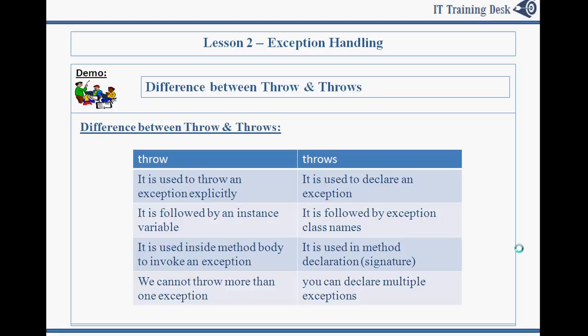As we know, throw and throws are the two keywords which are also used in Java exception handling. Let's see the difference between the throw and throws keyword. Throw is used to throw an exception explicitly. Throws is used to declare an exception. Throw is followed by an instance and throws is followed by exception class names. Throw is used inside the method body to invoke an exception and throws is used in the method declaration.